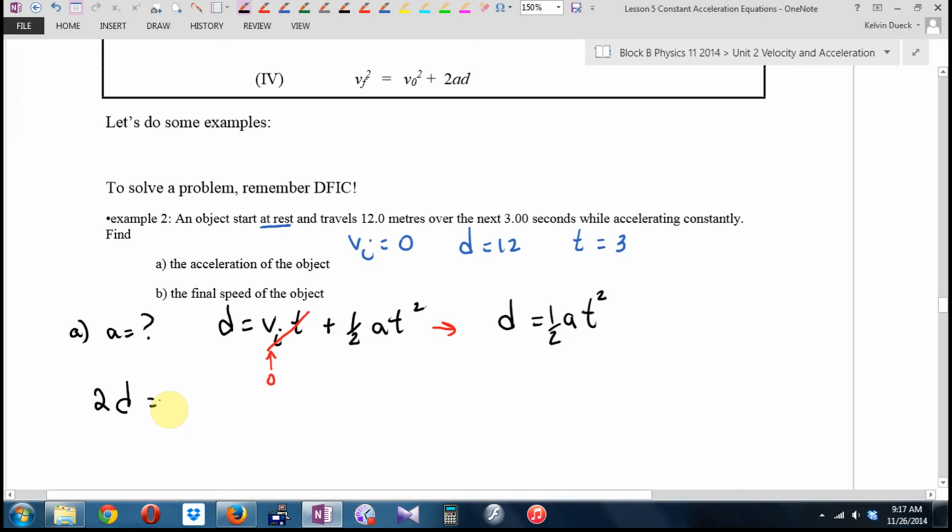What did you say we're trying to get by itself, Justin? a. We've taken care of, we've ignored the 1. We've taken care of the 2. What else is on this side? I have to be fussy, not just a t squared. What's happening between the a and the t, Justin? Adding? How do I know? Subtracting? No. How do I know? What mathematical operation is happening over here? What's the opposite of timesing by t squared? How could I move it over?